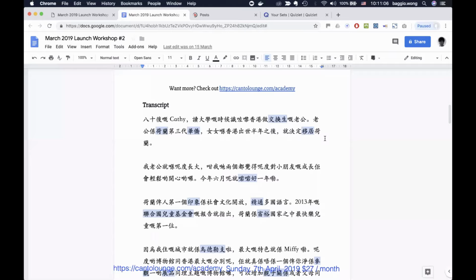可以增加親子關係或者父母同仔女之間嗰個互動 It can also increase 親子關係. So 親 is parent, 子 is children. So parent-child or parent-children relationship, or 父母同仔女之間嗰個互動 or the interaction between parents and children.